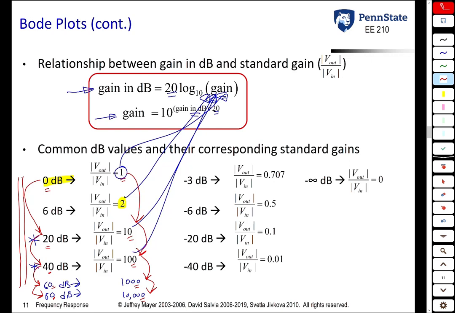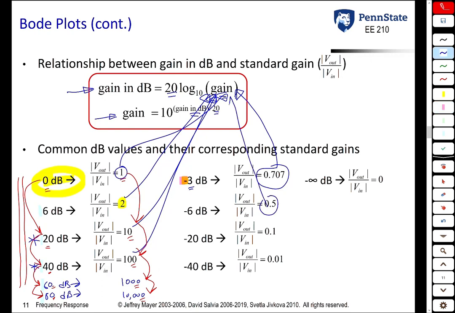Let's look now at gains that are less than 1. So if you plug in 0.707 into this equation here, you end up getting -3. So the first thing we see is that if your gain is less than 1, in dB it gives you a negative. So a positive dB means amplification, 0 dB means no amplification or attenuation, and a negative dB means attenuation.